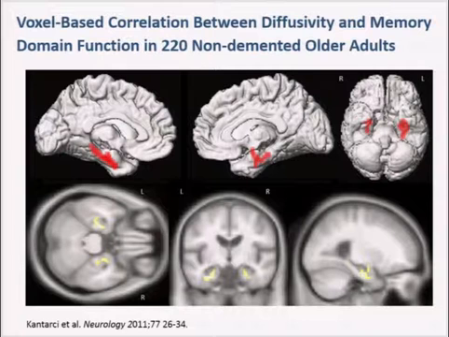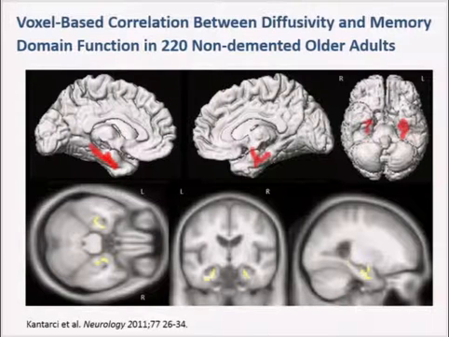Now, do these increases in mean diffusivity occur at an earlier stage of Alzheimer's disease? And to investigate that here, a group of non-demented elderly individuals were looked at, and the memory scores were correlated with the gray matter diffusivity in the whole brain. And as you can see, it was the hippocampus that correlated best with the memory scores and found to be significantly affected in these individuals in terms of memory.